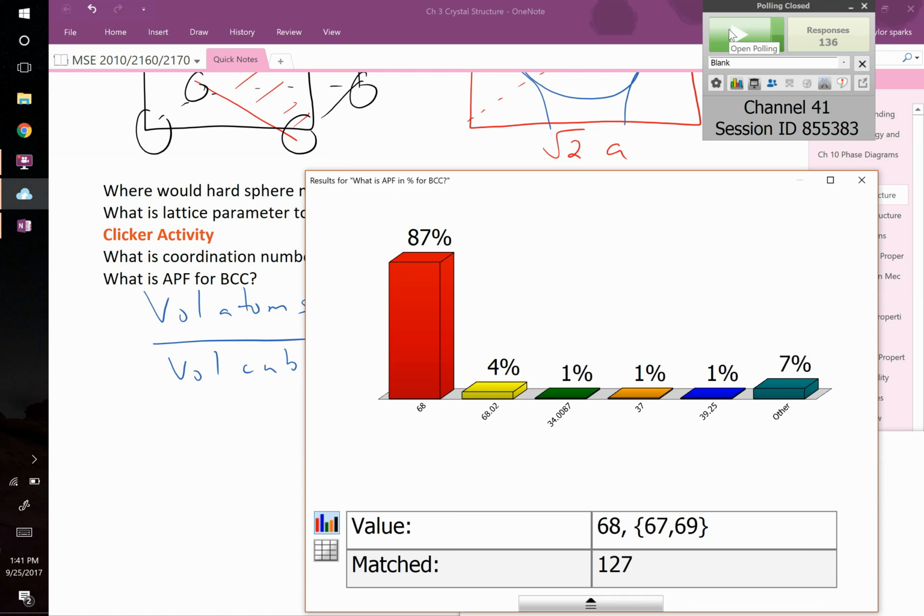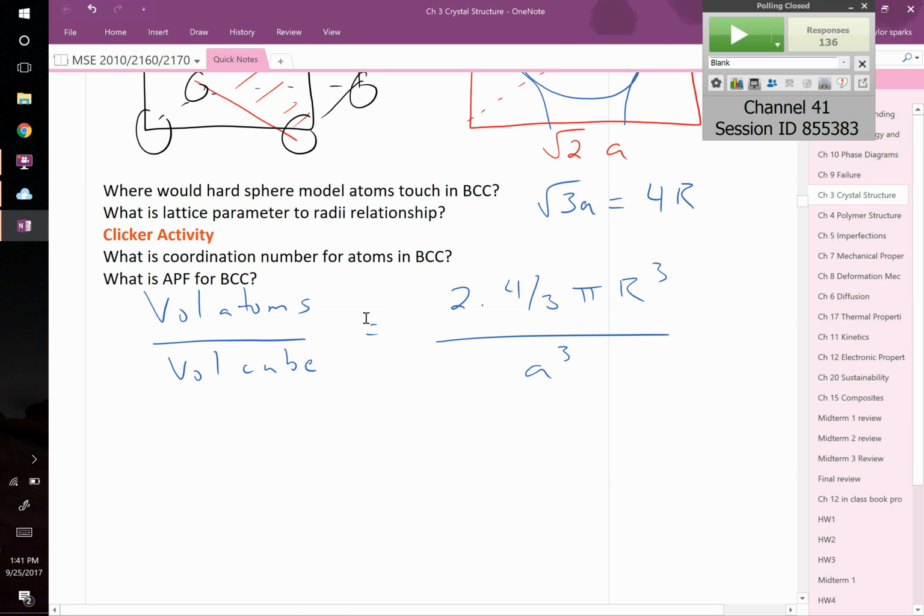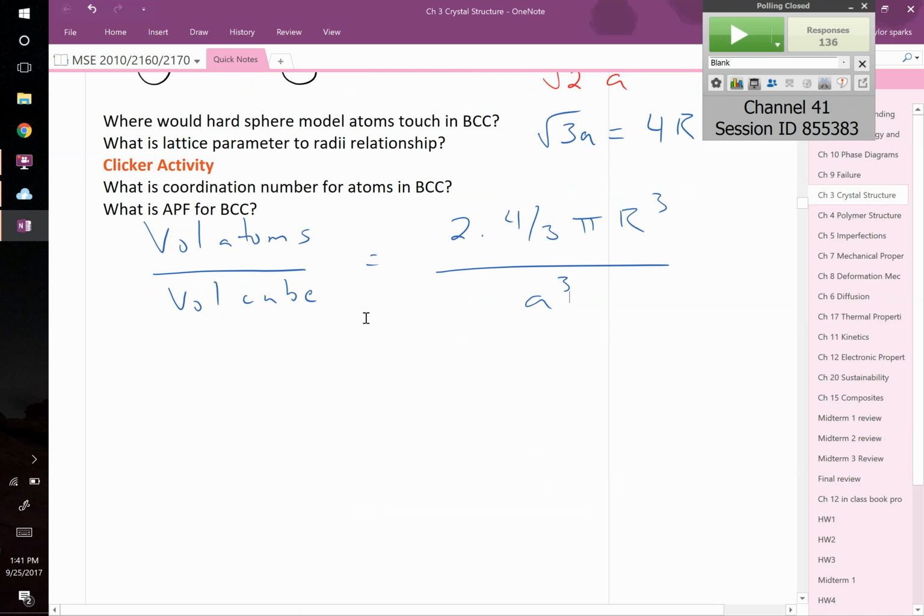Our atomic packing fraction for body-centered cubic is 68%, so yeah, mostly correct there. The only thing to note is recall that now A is equal to 4R over root 3, not root 2 in this structure, because they touch in a different spot than in the face-centered. So this is less closely packed, right? This is still a close packed structure, but it's 68% filled with atoms instead of 74, so it's less so. Question?